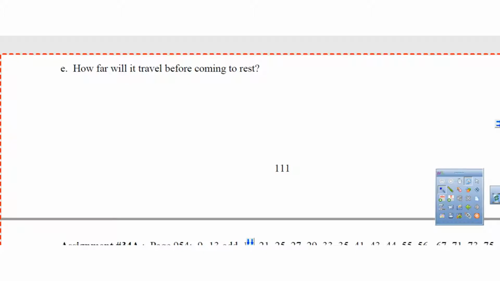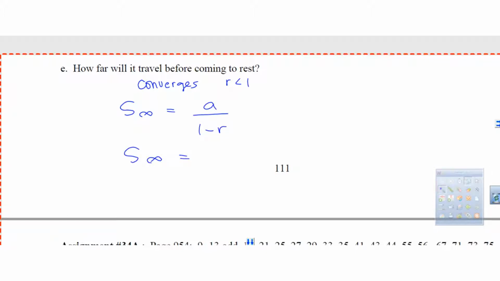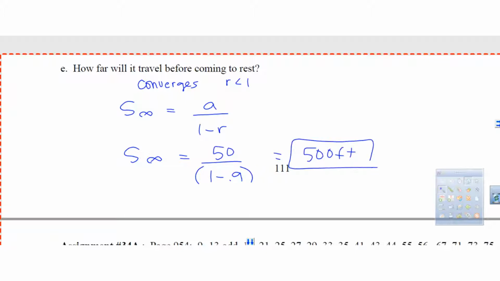Does it converge? Why does it converge? Your ratio, it's getting smaller. Your ratio is less than 1, right? So we're going to say it converges because my ratio is less than 1. So the formula is the sum of an infinite series is a over 1 minus r. So it's super simple. The sum of an infinite series, the first term, which is 50, over 1 minus 0.9. Put parentheses, 50 divided by parentheses, 1 minus 0.9, close it off, enter, and you get 500 feet. So altogether, that Nerf bullet is going to travel 500 feet. We're done.